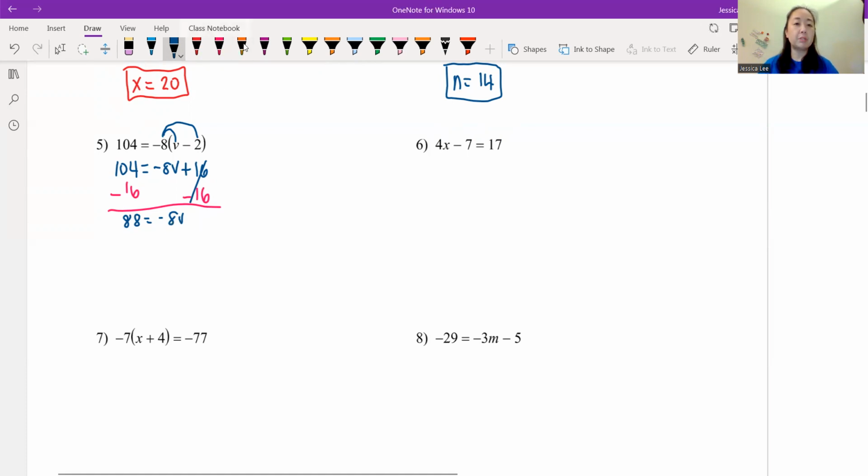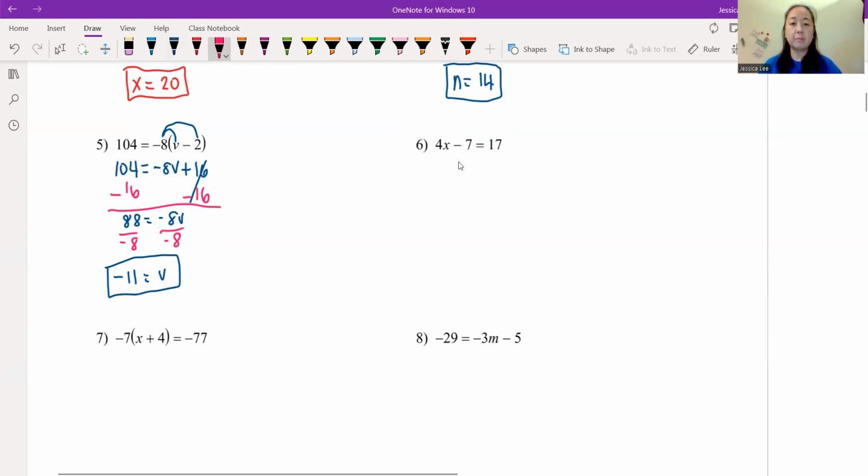And then from here, we're just going to get rid of the -8 by dividing by -8. And then we're going to just get -11 is equal to V, or V is equal to -11. Either way is okay. Right here, again, two-step equation. There's just 2 steps to get to the variable.